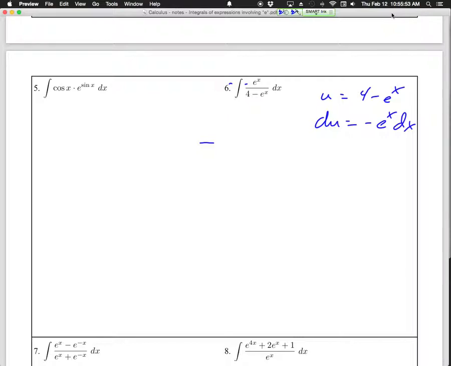Oh, you have to take the antiderivative. Integrated. Would it be over 4 minus e to the x squared? Nope. What do I get when I integrate? Does it need to be negative? Colleen got it.